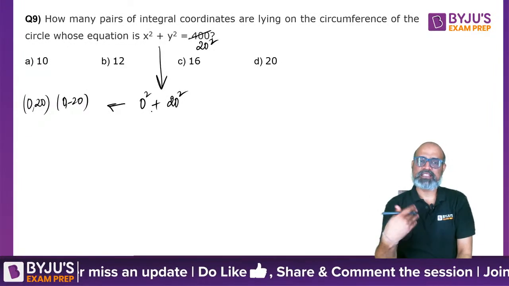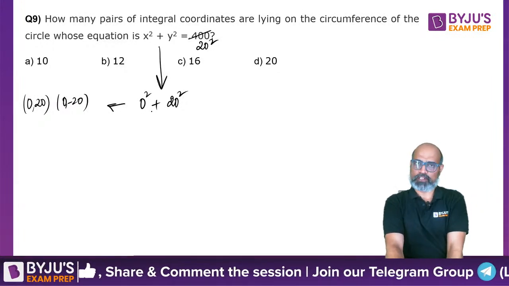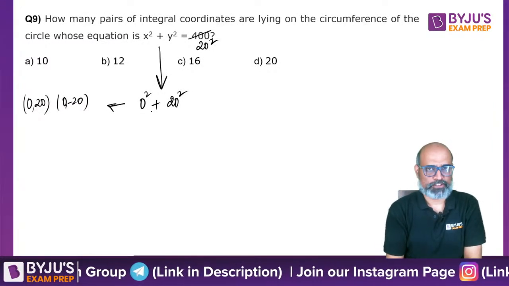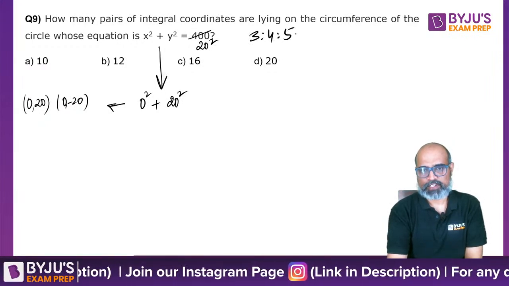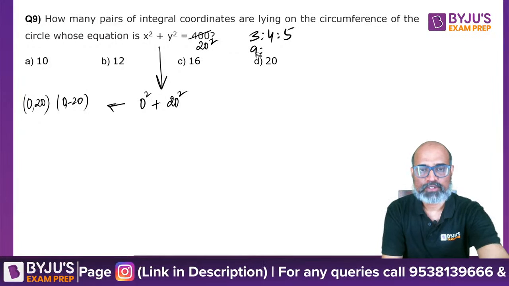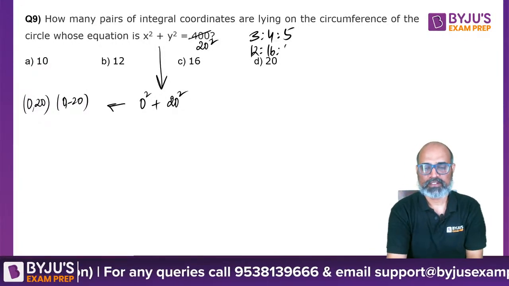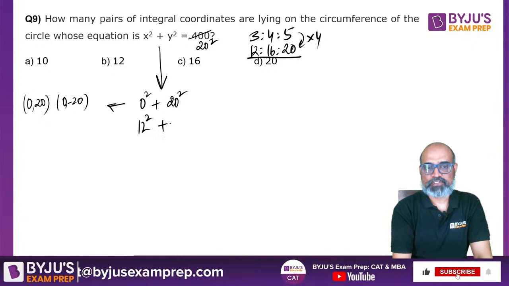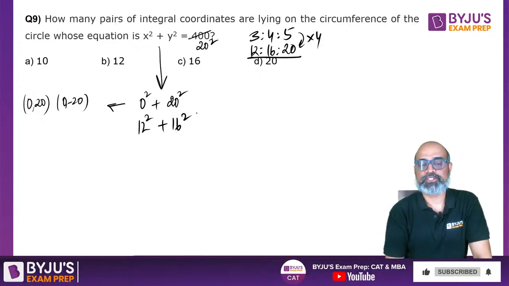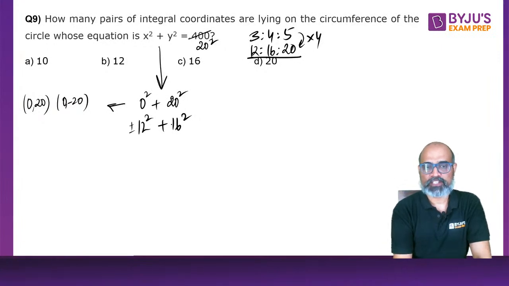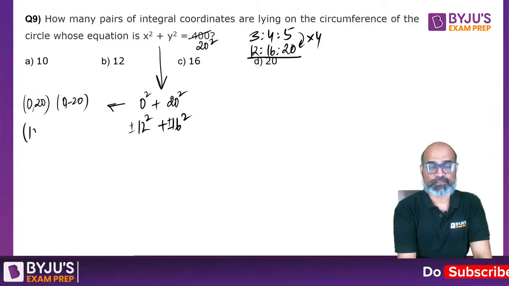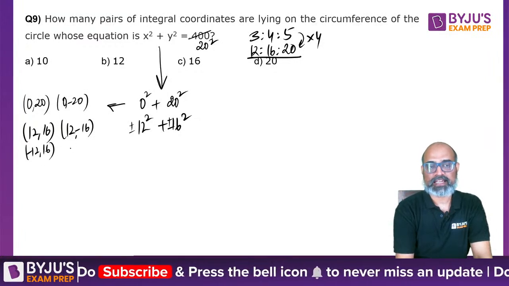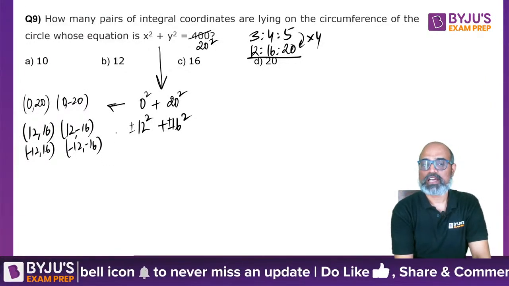So 20 square is in the table of, as in if I talk about triplets, can I say the triplet is going to be that of 3, 4, 5, which is nothing but 12, 16 and 20, multiplying everything by 4 times. So if I write 12 square and 16 square, it will add up to give me 20 square, right? So I can have plus minus 12 and plus minus 16 whole square. As in I can have (12, 16), (12, minus 16), (minus 12, 16) and (minus 12, minus 16). So I'll get 4 from here.